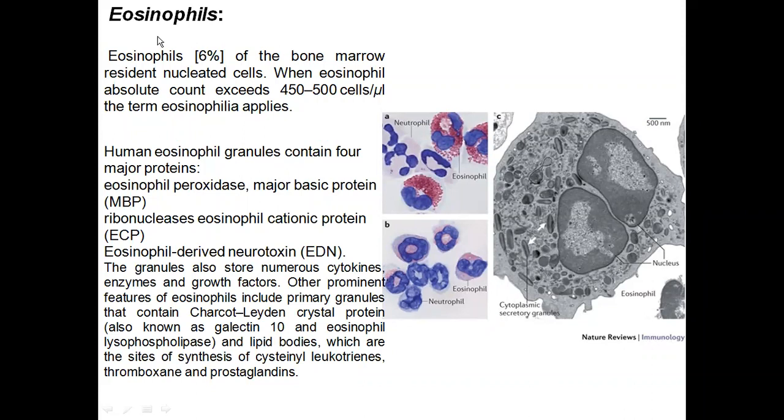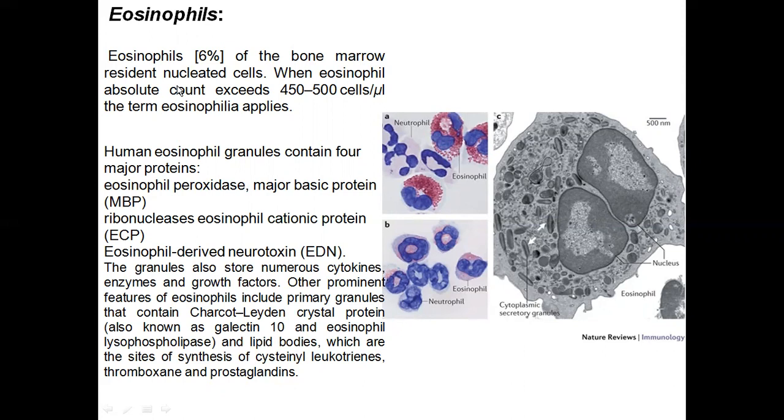Today, we are going to talk about eosinophils. These are also very important cells of the immune system involved in several different conditions like allergies and parasitic infections. They have a very important role to play. Unlike neutrophils that we discussed in the last lecture, eosinophils are very few.